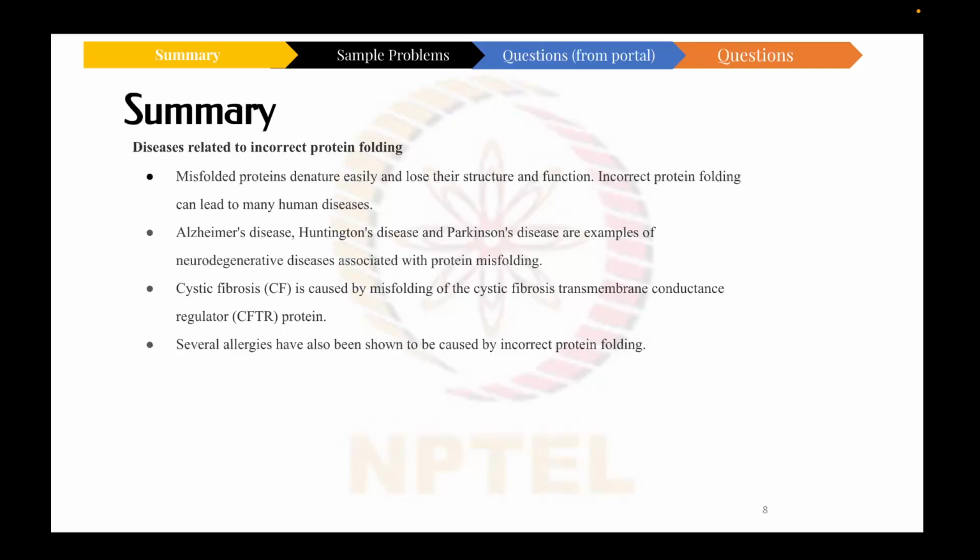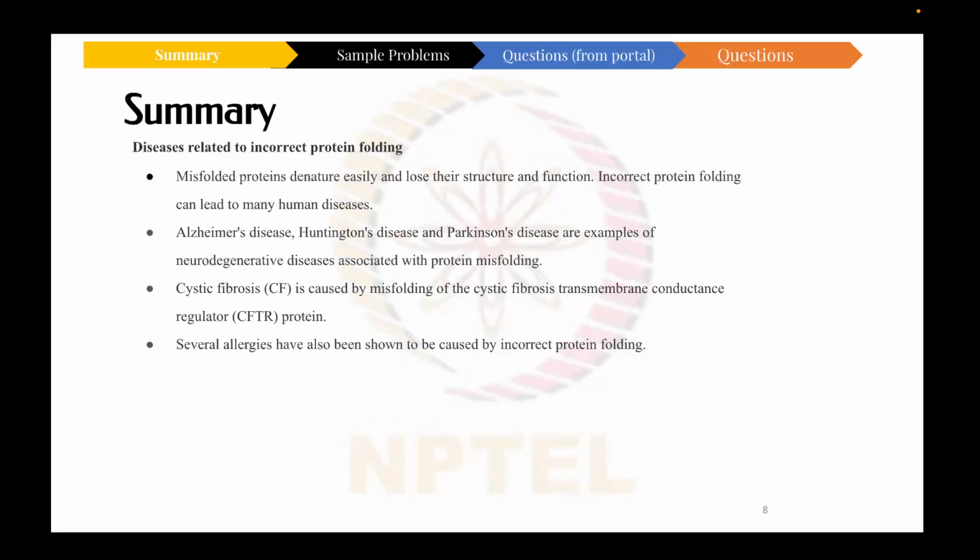Alzheimer's disease is an example of neurodegenerative conditions caused by protein misfolding. This disease is characterized by dense plaques in the brain caused by the misfolding of secondary beta sheets of beta amyloid proteins present in brain matter. Huntington's disease and Parkinson's disease are other examples of neurodegenerative diseases associated with protein misfolding.